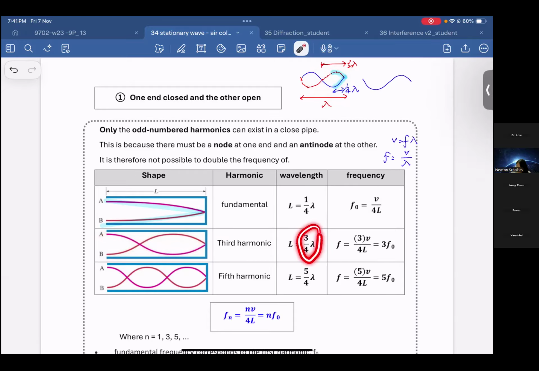Okay, so I get the length actually represents 0.75 wavelength. We substitute this inside the formula. At the end, we found out the sequence. Can you see? This one is FO.